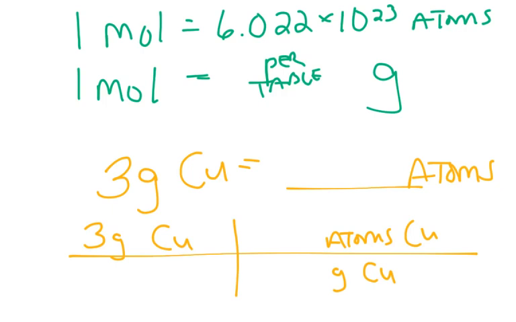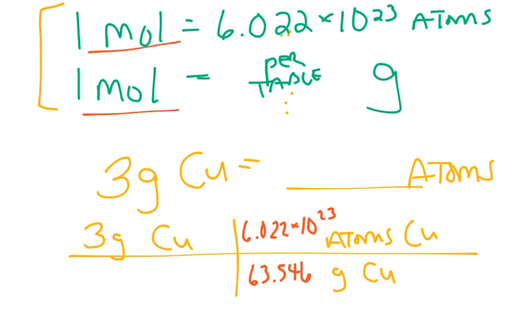Now, you've got a couple different options here. Option 1 is look at your factors up here. 1 mole is 6.022 times 10 to the 23rd atoms. 1 mole is equal to the grams off the periodic table. Well, if both of these two things are equal to 1 mole, that means they're equal to each other. So I could actually go ahead and say, okay, I'm going to put 6.022 times 10 to the 23rd atoms on the top, and then I'm going to go to my periodic table, look up copper, and it's 63.546 grams. How did I know those two can be put on top? Because they are both equal to 1 mole, therefore they are equal to each other.